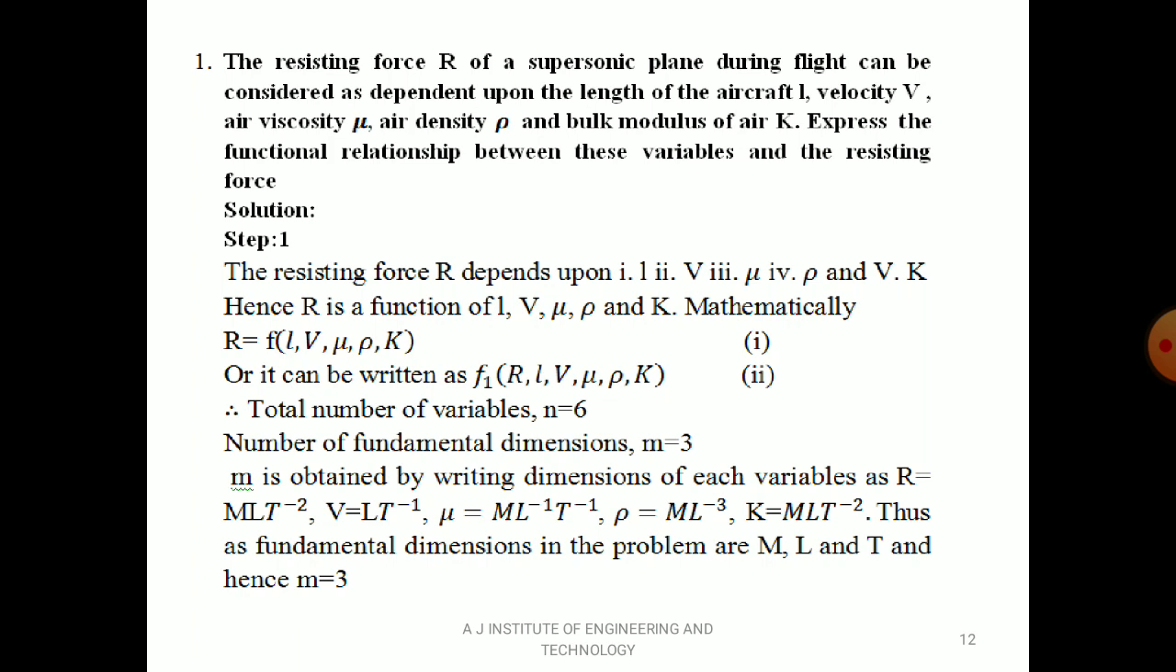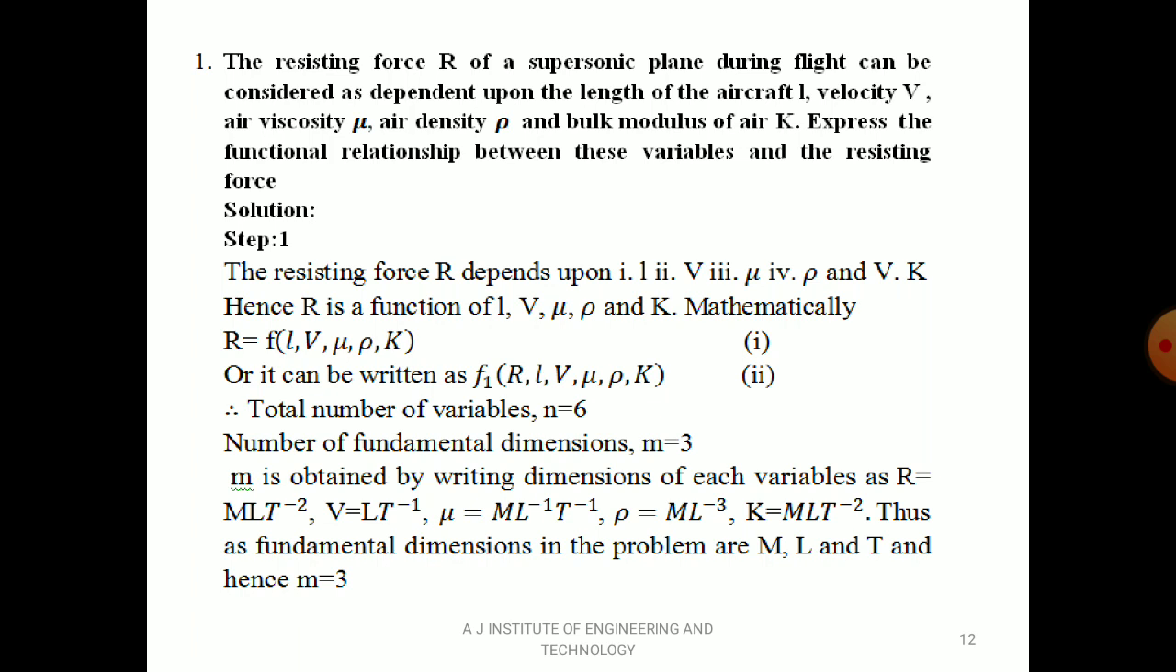Then velocity, as we all know, is distance by time, L T to the power minus 1. Then mu, Newton second per meter square. Newton can again be obtained from F equal to m a; then you can rearrange and get the dimension for mu as M L to the power minus 1 T to the power minus 1. Then rho, that is kg per meter cube, mass by volume, so M L to the power minus 3.